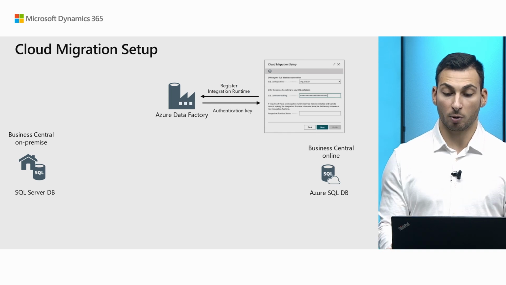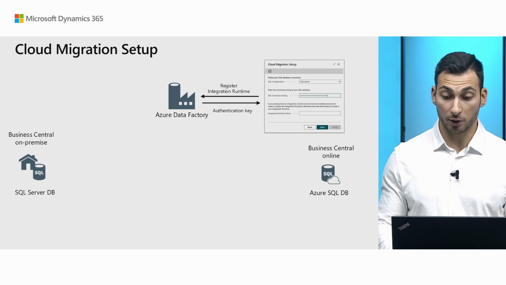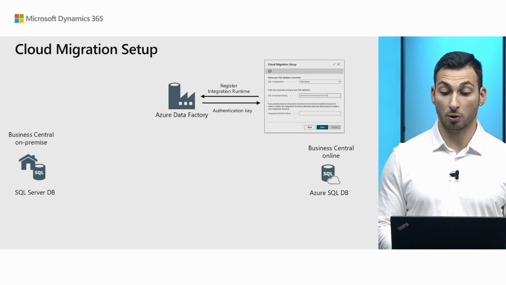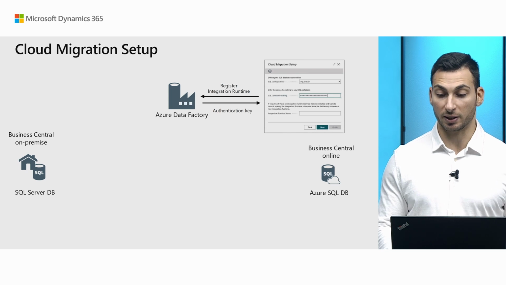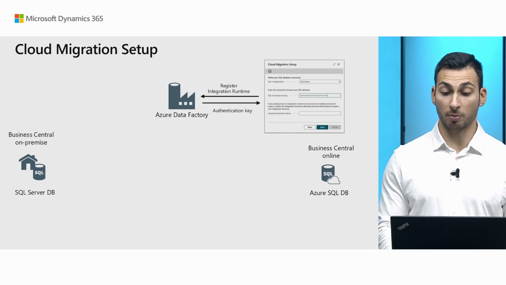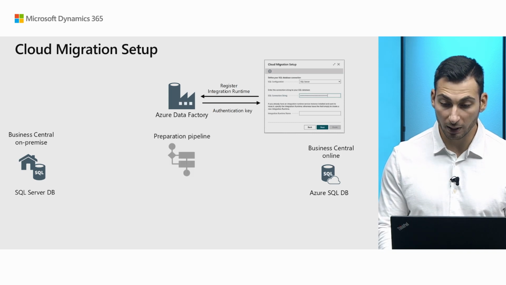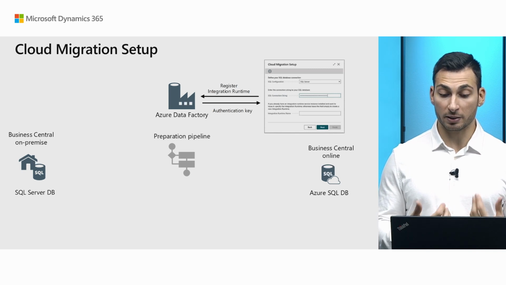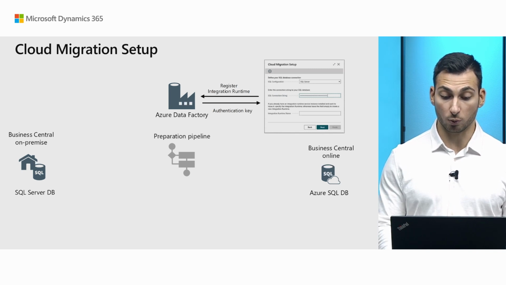So when we find a proper Azure Data Factory to link your integration runtime with, we reserve one, and then that will exchange an authentication key. That will be the one that is indeed inserted in the cloud migration setup. And at this point, the Azure Data Factory and your integration runtime are linked. So the next step is the creation of a preparation pipeline. That's what we will proceed with.